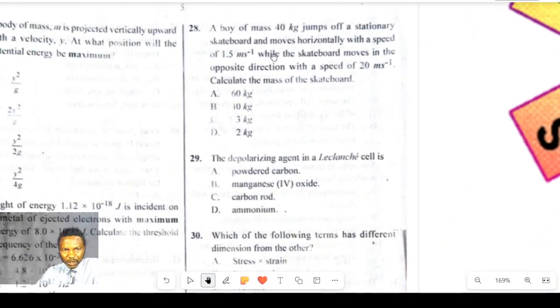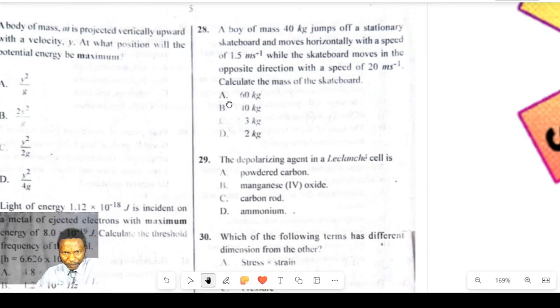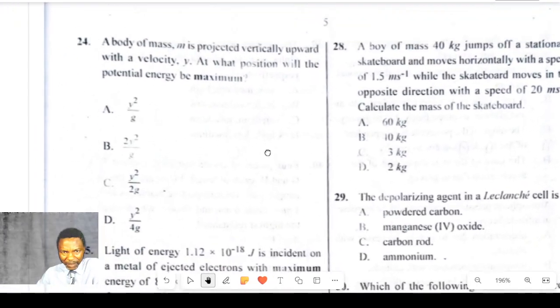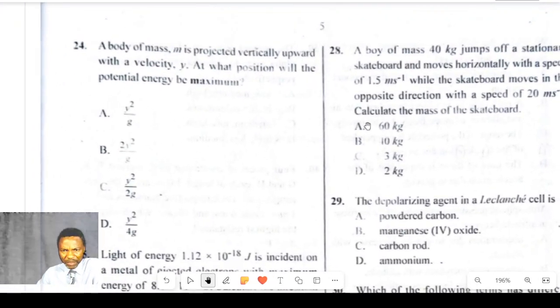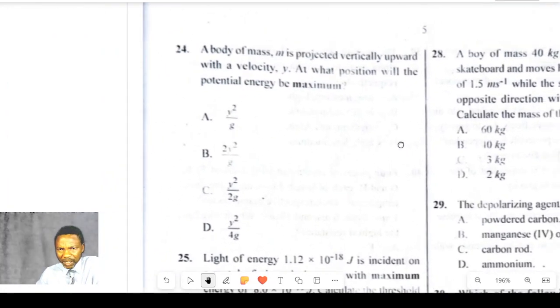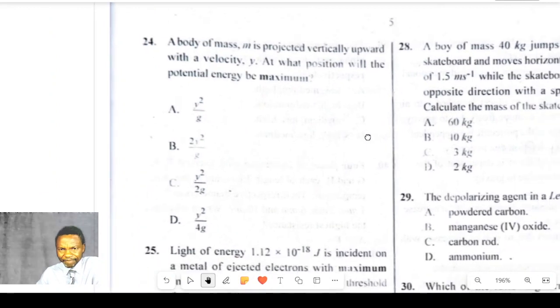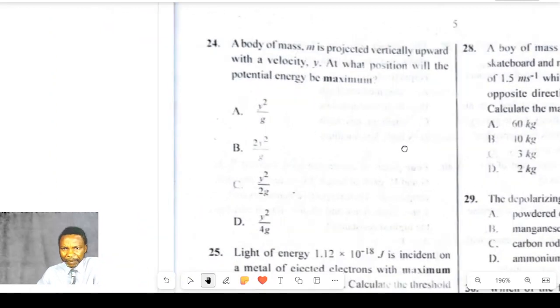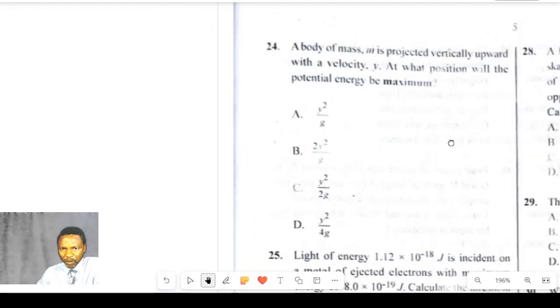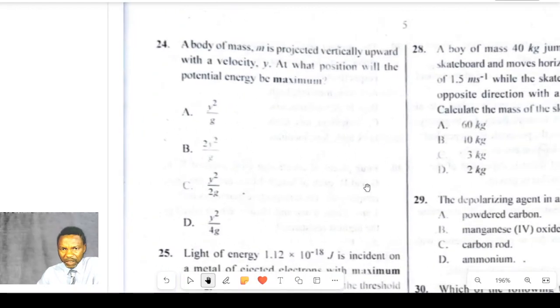So let's go back to our calculation. Question 24. Let's just maximize it and see. Question 24. A body of mass m projected vertically upward with a velocity of y. At what point does the potential energy become maximum? So that is at the maximum height.